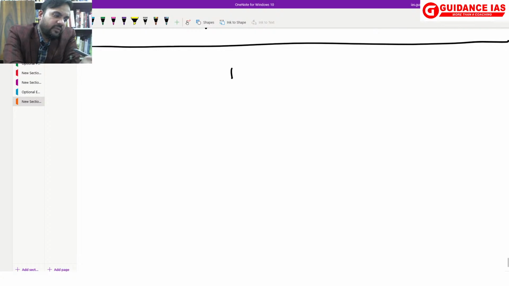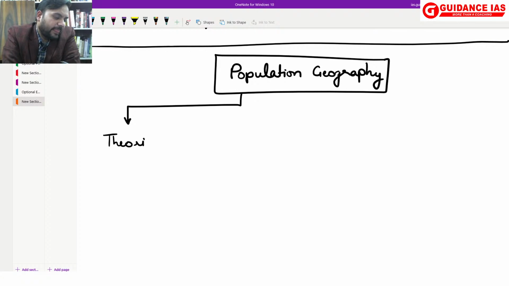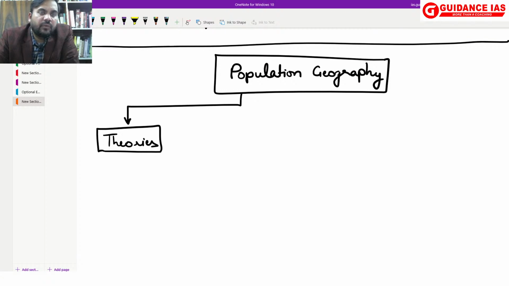So we are going to start with population geography. And in population geography, you know, there are a number of perspectives that we have to take into account. One is essentially the theories which are there, that we have to take into account, which are directly mentioned theories. Like for example, you know, Malthus, Marx, and others like demographic transition. These are theories which are directly mentioned in our syllabus.